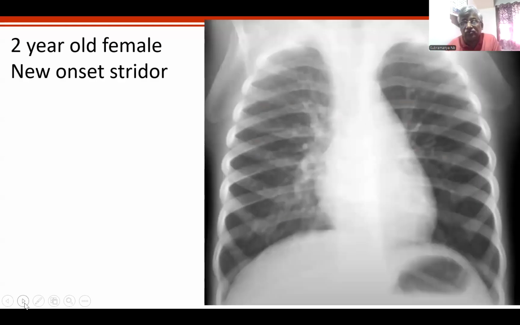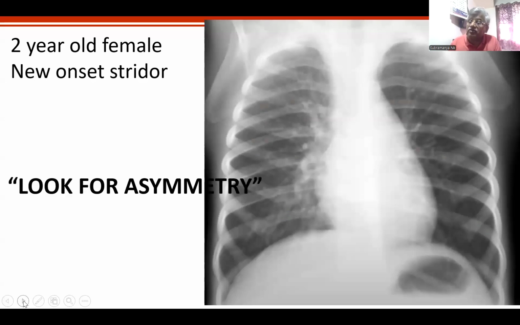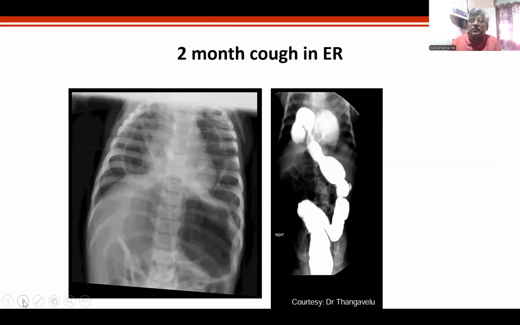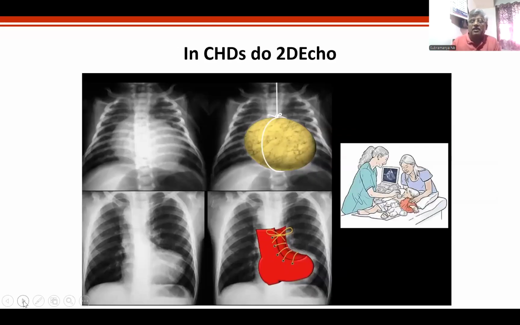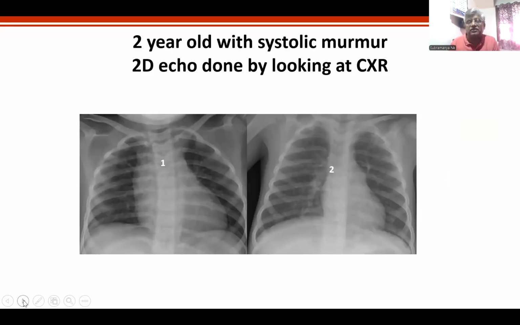2-year-old female with new onset stridor. There is a unilateral asymmetry and look for foreign body. I'm coming to end of it. 2-month-old with cough in the ER. This is diaphragmatic hernia. And for cardiac cases, please don't go too much into X-rays. Please do 2D echo. It is simpler than repeating an X-ray. Don't repeat an X-ray. It is only for exams of undergraduates and postgraduates that we ask the question of egg on a string, boot-shaped heart and all that. Don't learn them by heart. It's of no use to you in life.